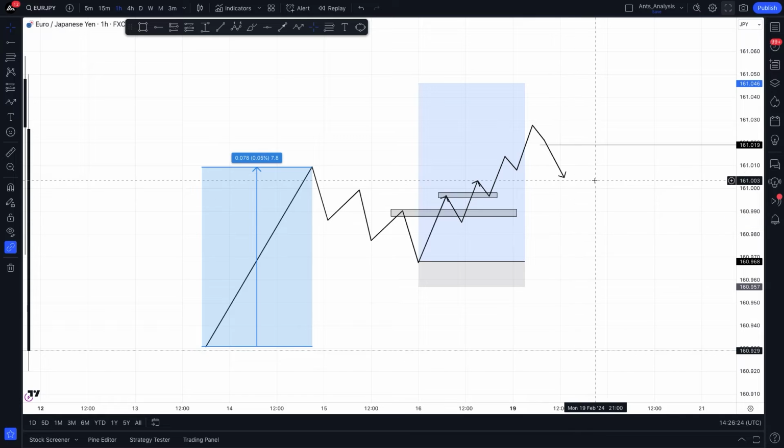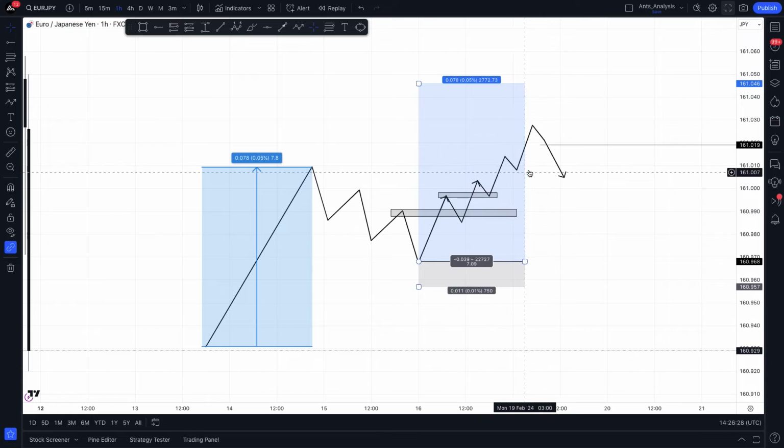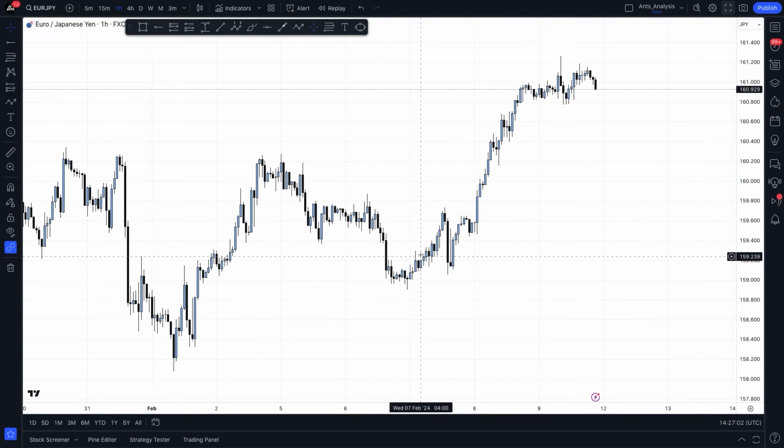But now what I'm going to do is go into some live chart examples to show you how the take profit method works, and also the managing the trade position as well. Right guys, so to start with, we're going to look at the take profit level. So here we are on Euro JPY on the 1 hour time frame.